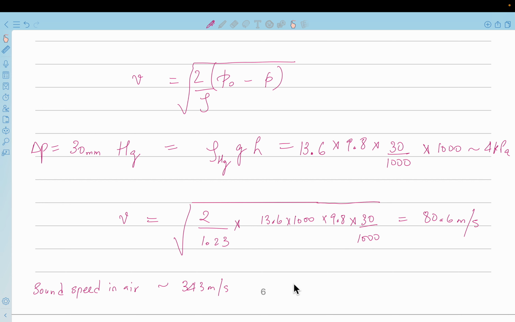And given this velocity, the Mach number will be basically this velocity by the speed of sound, right? So you can divide 80.6 by 343 and tell me what is the Mach number. Something like 0.2. Yeah, 0.23. So this Mach number is well within 1, and hence the assumption of incompressibility is valid. Okay.